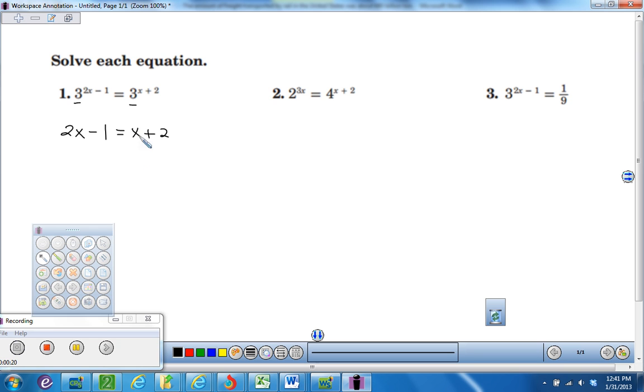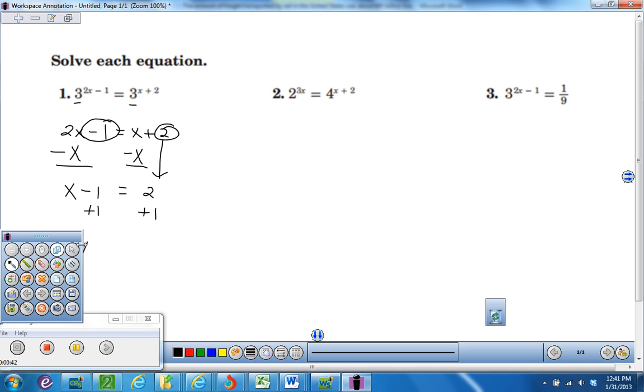Okay, I'm going to move this x over to the other side. So I'm going to subtract x from both sides. So now I have 2x minus x, which gives us x. Bring down this, it's going to be minus 1 is equal to 2. Bringing that down. Okay, and so now I'm just going to add 1 to both sides. And so x is equal to 3.